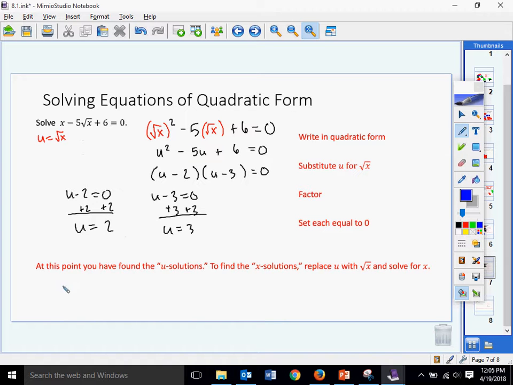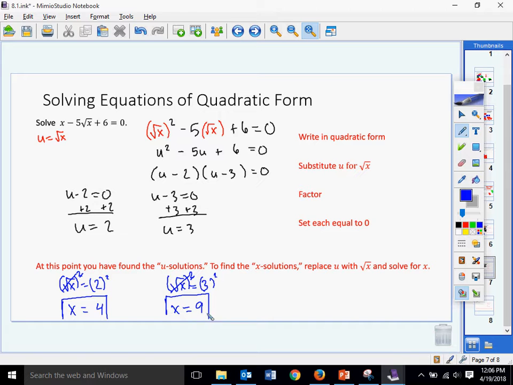So u was the square root of x, so the square root of x equals 2, and the square root of x equals 3. I need to get x by itself. How do I cancel out a square root? Well, I need to square both sides. That way the square root and square cancel, and I get x equals 4. Same thing over here, square both sides, and x equals 9.